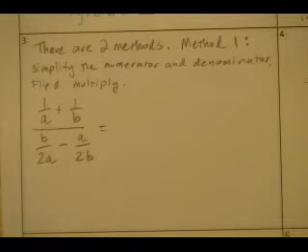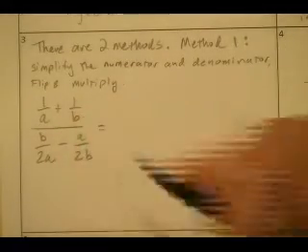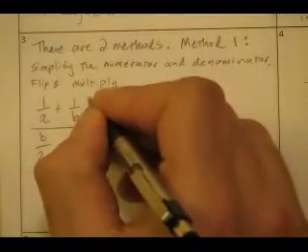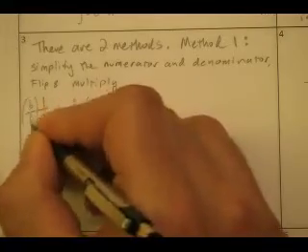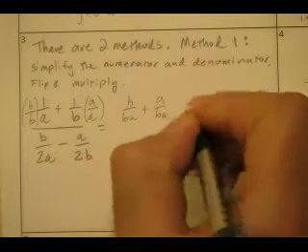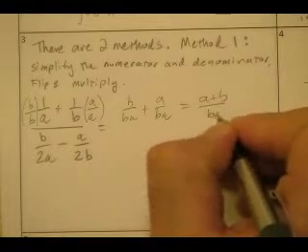Simplify the numerator and denominator, flip, and then multiply. So let's do that. I'm going to add these guys first. I want to find a common denominator, which would be AB. So I'm going to multiply this by A over A, so the denominator is AB, and this by B over B, so the denominator is AB. And I end up with B over BA plus A over BA, which equals A plus B over BA.